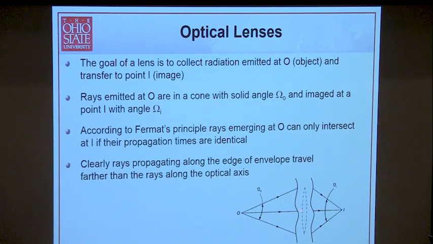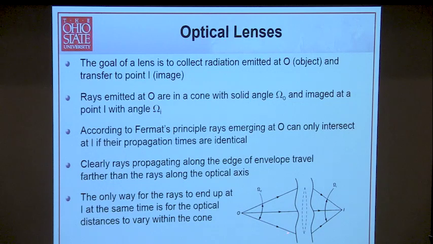So they have to go through a material with an index of refraction greater than 1 for a much longer distance than the ones at the edge. And so the only way for them to end up at I at the exact same time is for the optical distances to vary within the cone. Okay? And so that's how you get this kind of lens shape. You end up with thicker along the axis compared to thinner, such that all these rays, no matter where they go through the lens, end up at the point at the exact same time. Otherwise, you can't reconstruct an image.